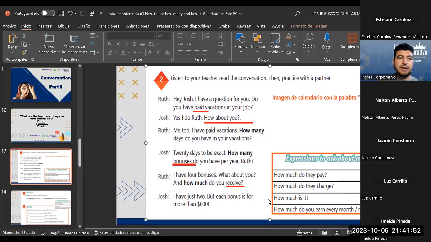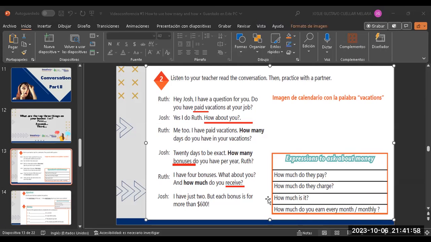I need you to have a screenshot, please. A ver si me ayudan con la captura, please, para practicar un poquito. Y ya sería esta y una y dos actividades más y terminamos la clase.